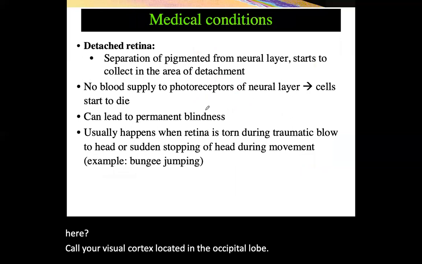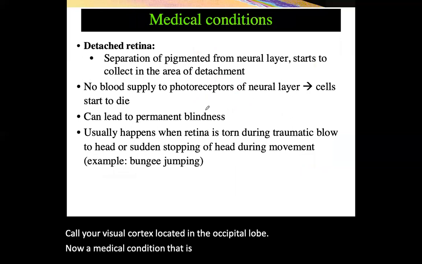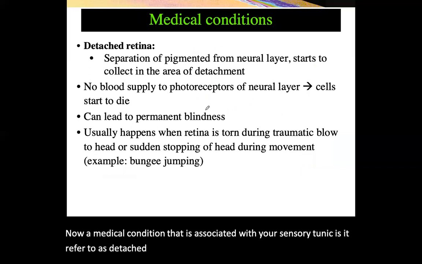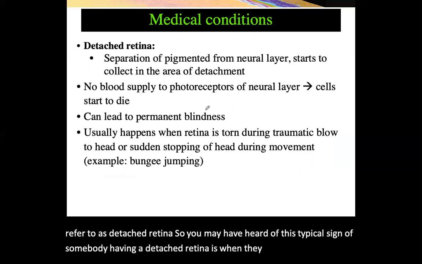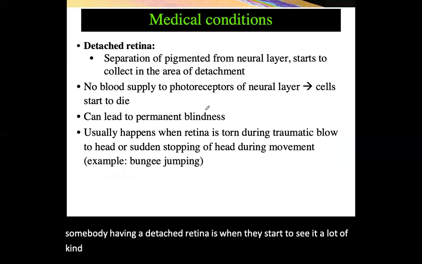Now, a medical condition that is associated with your sensory tunic is referred to as detached retina. So you may have heard of this. A typical sign of somebody having a detached retina is when they start to see a lot of bright spots throughout their vision. That's typically a sign of the beginning of the retinal detachment.